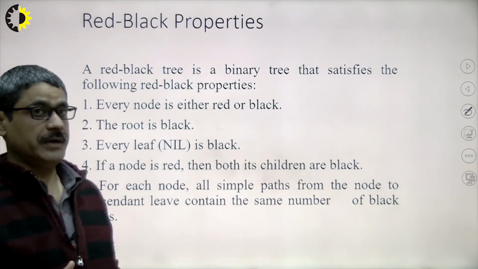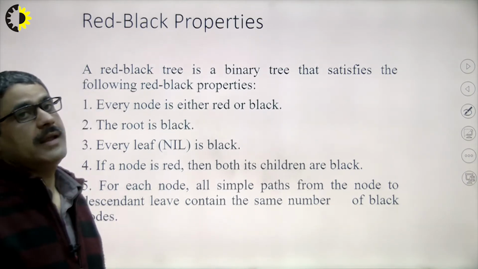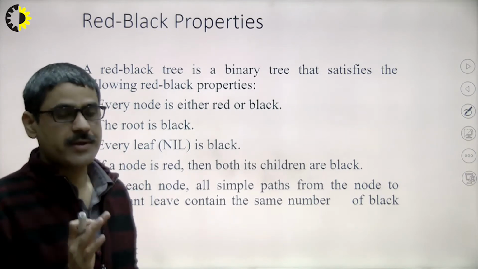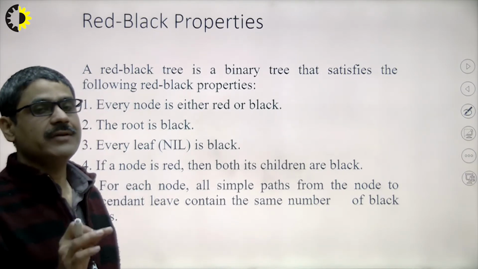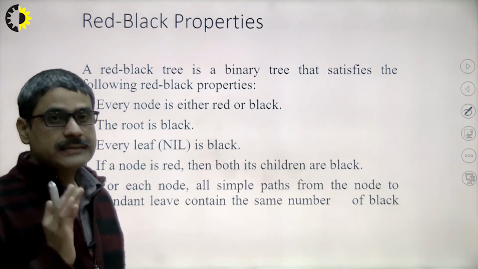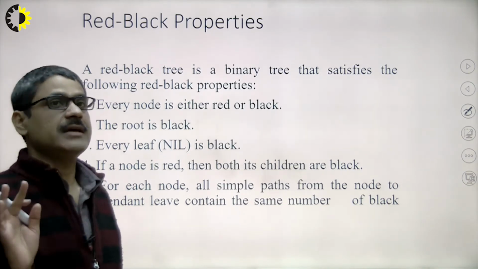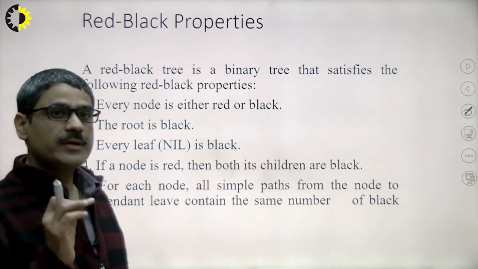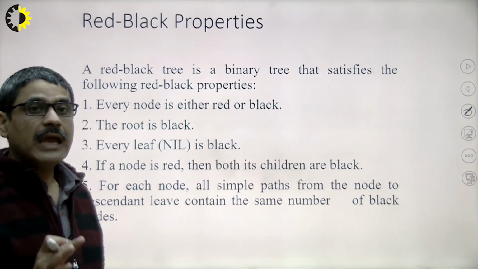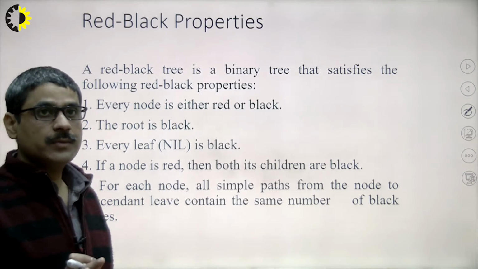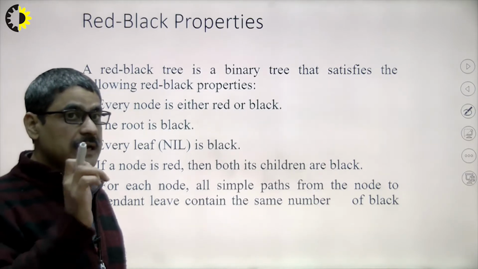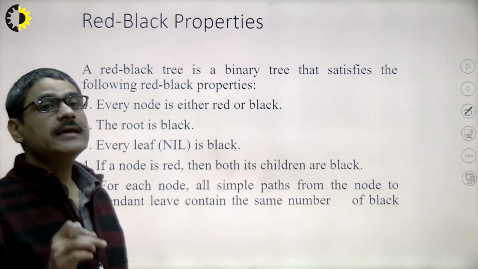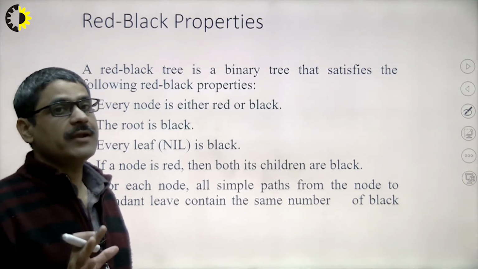The first property is that every node is either red or black. Whatever node you get in that tree, every node has either a red or black color. The second property is that the root is always black. Whenever you make any red black tree, the root is always black. Then every leaf node is black. Because color is assigned to the leaf node, it has a significance on the operations of the red black tree.